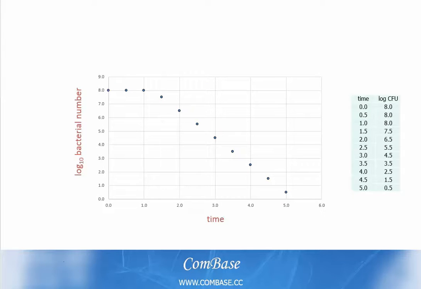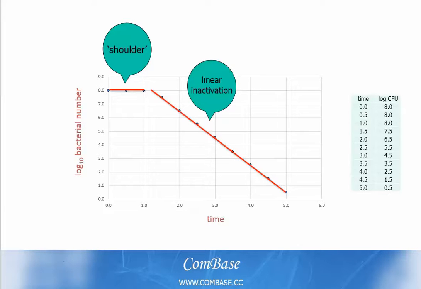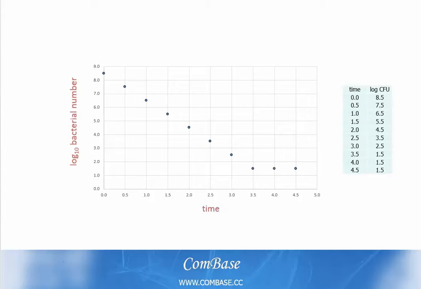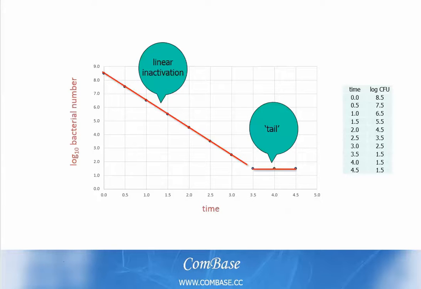However, populations of bacteria can show two different phases of inactivation. This may include a shoulder, where the bacteria displays slower inactivation, followed by linear inactivation. Another inactivation profile may occur where bacteria die in a linear manner, as we saw earlier, followed by a tail of resistant cells.